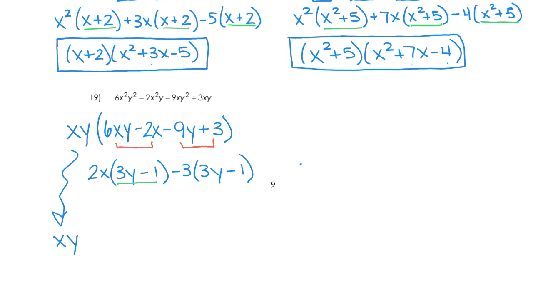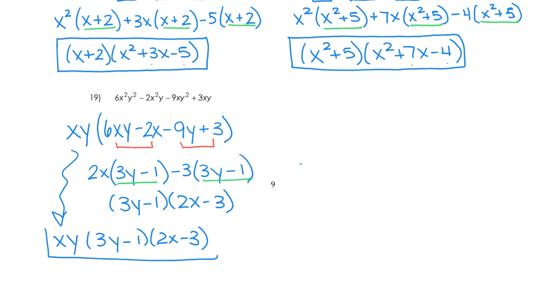And there, those match, so it worked. And so 3y minus 1 is one factor, and 2x minus 3 is my second factor. And I'm just going to go ahead and drop this down, or I guess I could have brought the xy up and then boxed it in. I guess it doesn't matter. And those are my factors. And I'm finished. Okay, more factoring tomorrow.